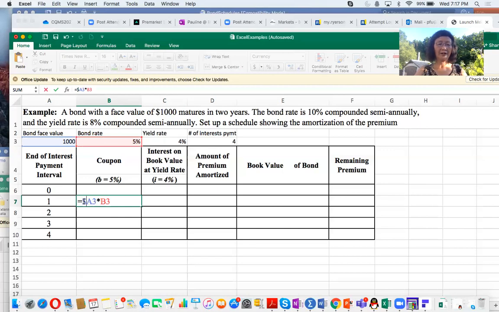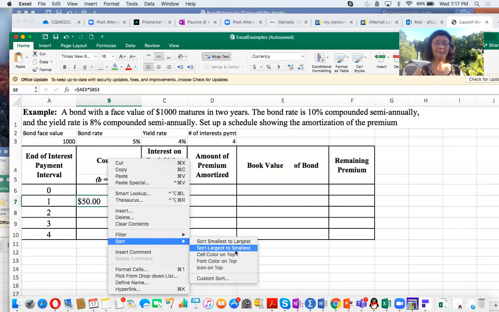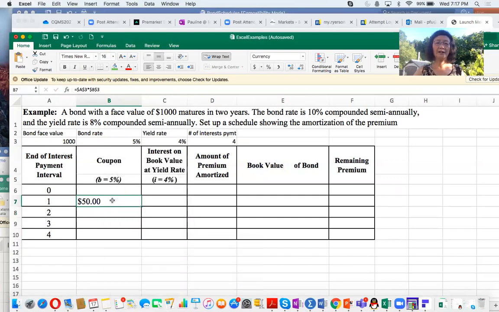So instead of A3, it is $A$3, and then times $B$3. So anyway, it is actually 1,000 multiplied by 5%. It should be equal to 50. Okay, so equal to 50. This is the interest payment at the end of payment interval 1.